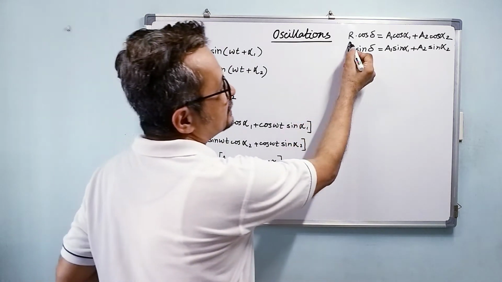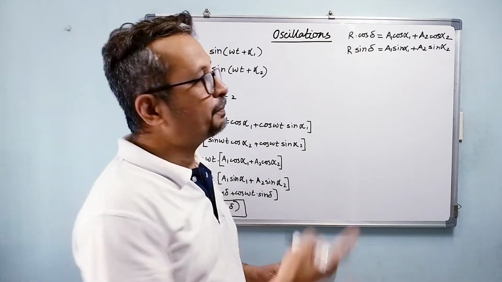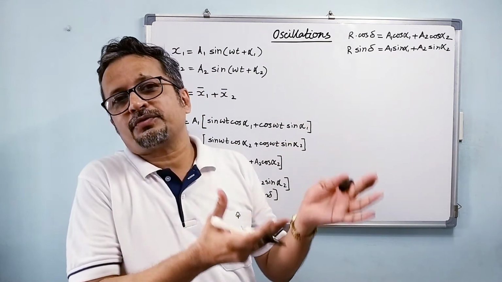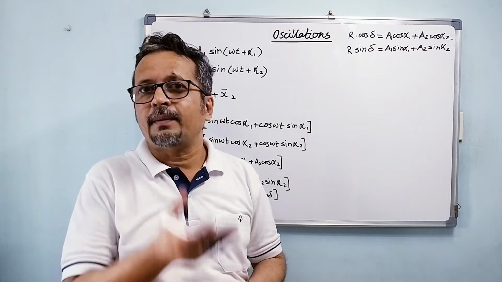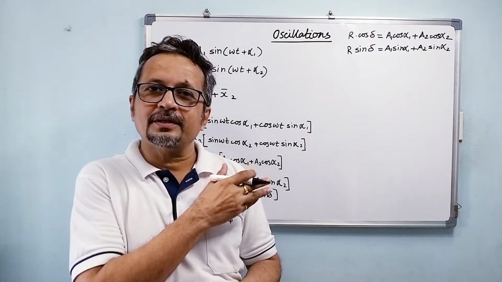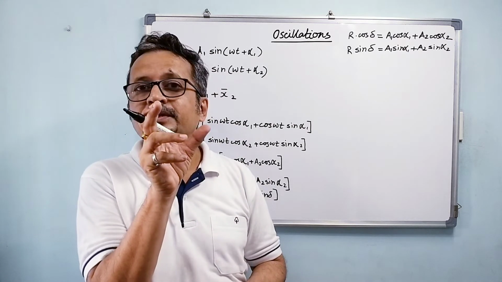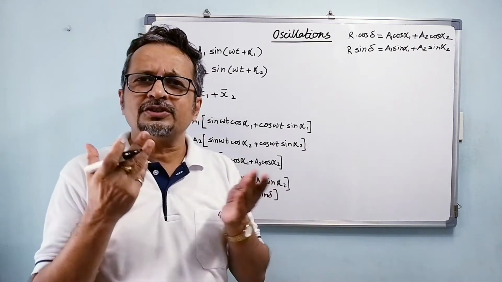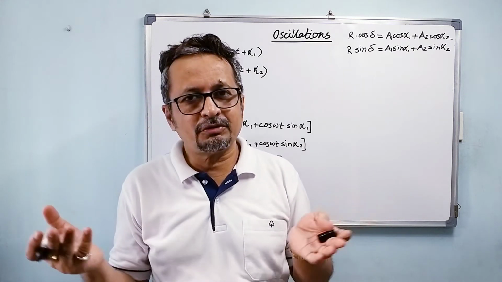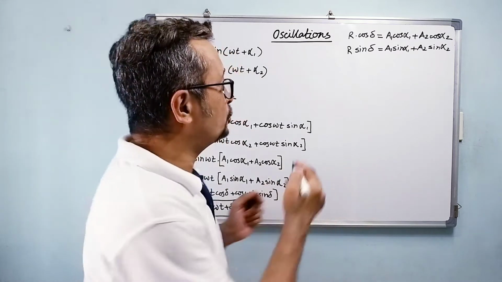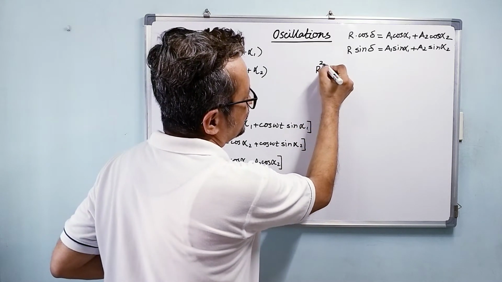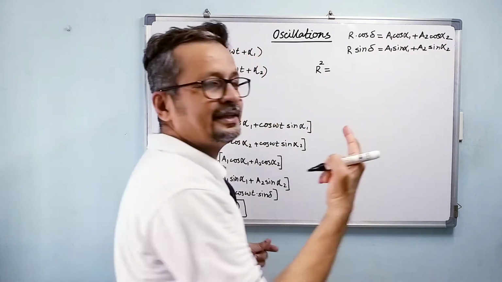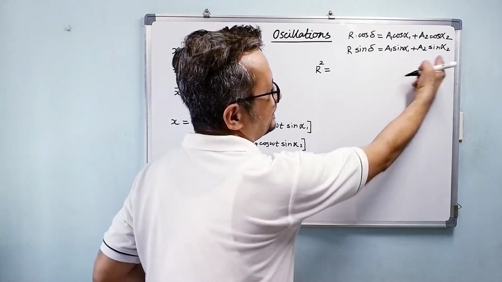So R² cos² δ plus R² sin² δ. I am able to take R² common, and in the bracket what will remain is cos² δ plus sin² δ. But what is cos² δ plus sin² δ? Is it not equal to 1? Correct? So my R² is equal to the square of this right-hand side plus the square of this side.